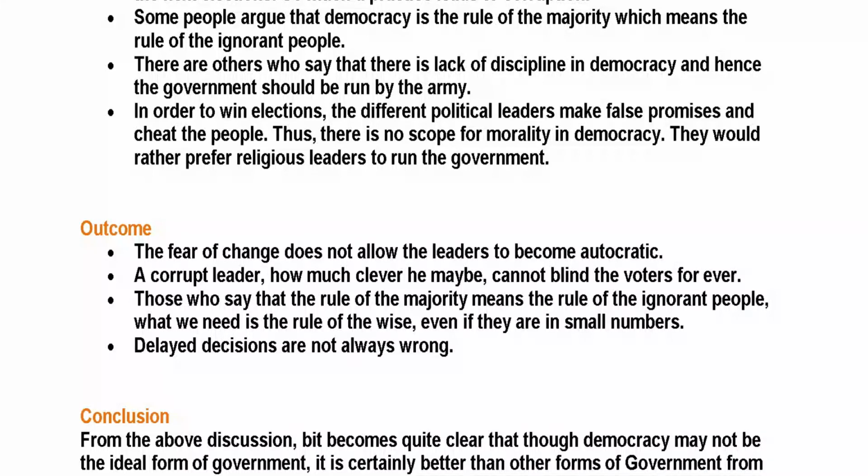Now, next heading, outcome. The fear of change does not allow the leaders to become autocratic. Next, a corrupt leader, however clever he may be, cannot blind the voters forever. Next, to those who say that the rule of the majority means the rule of the ignorant people, what we need is the rule of the wise, even if they are in small numbers. Next point, delayed decisions are not always wrong.